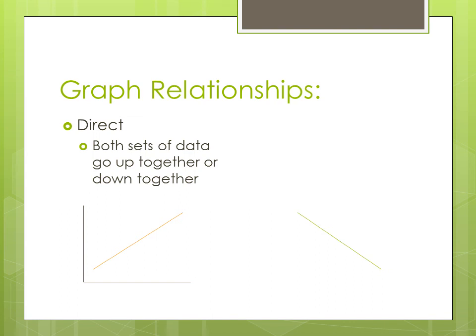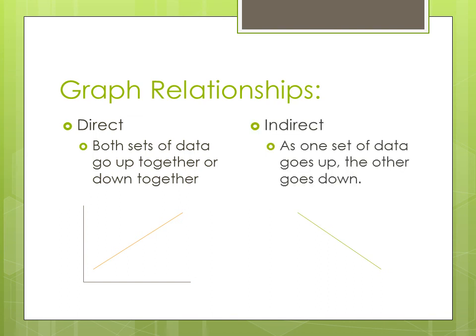But there's also something called indirect relationships. One set of data goes up, the other goes down. An example of this would be, the more costly something is, the less people are going to buy it. So if something costs a lot of money, there's not a lot of people that want to buy it. But as it decreases in price, there are more and more people willing to purchase it.